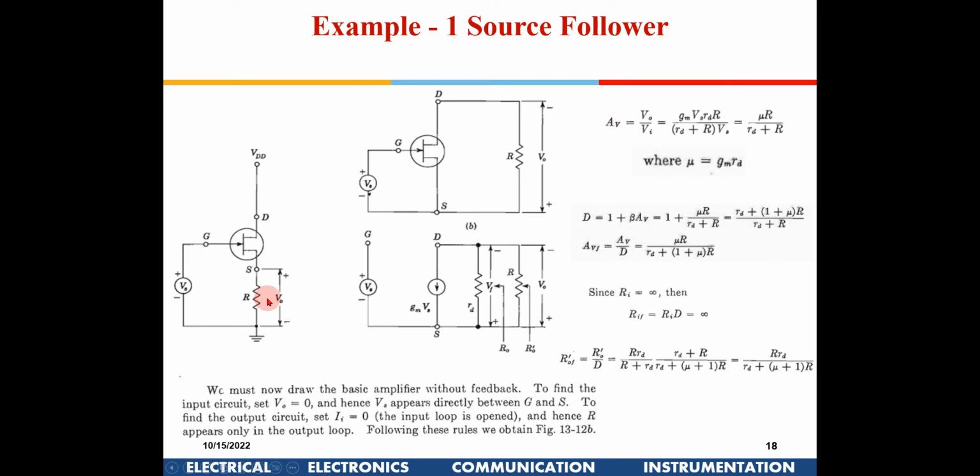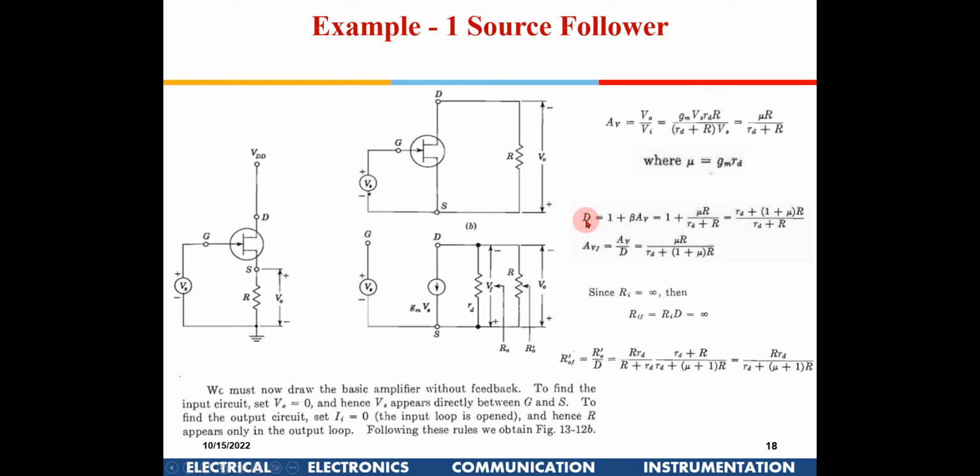Beta is what fraction of the output voltage is fed into the input voltage, right? In this circuit, the entire output voltage is fed into the input circuit. So beta is 1, correct? Yes, beta is 1, right? Now I know beta is 1 here.